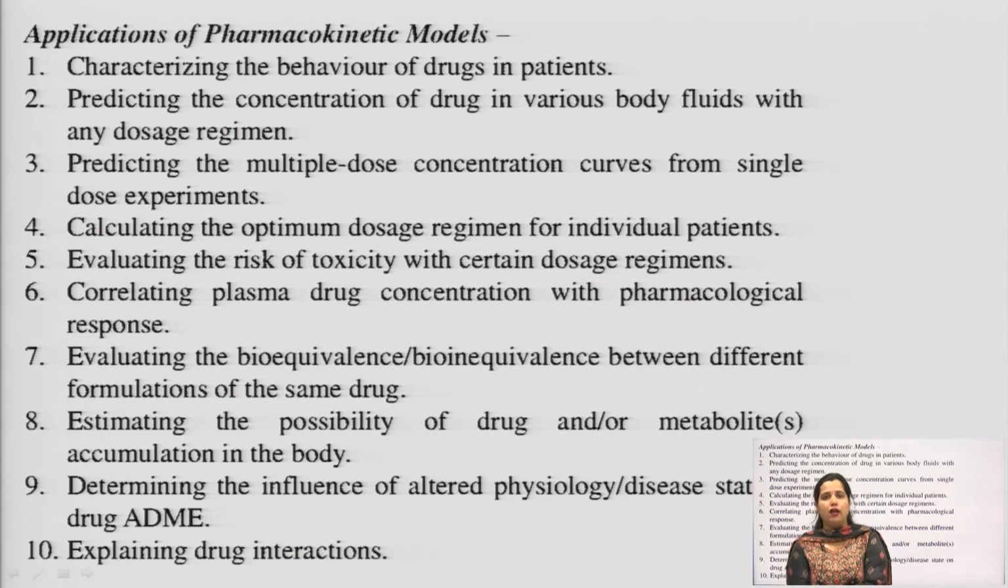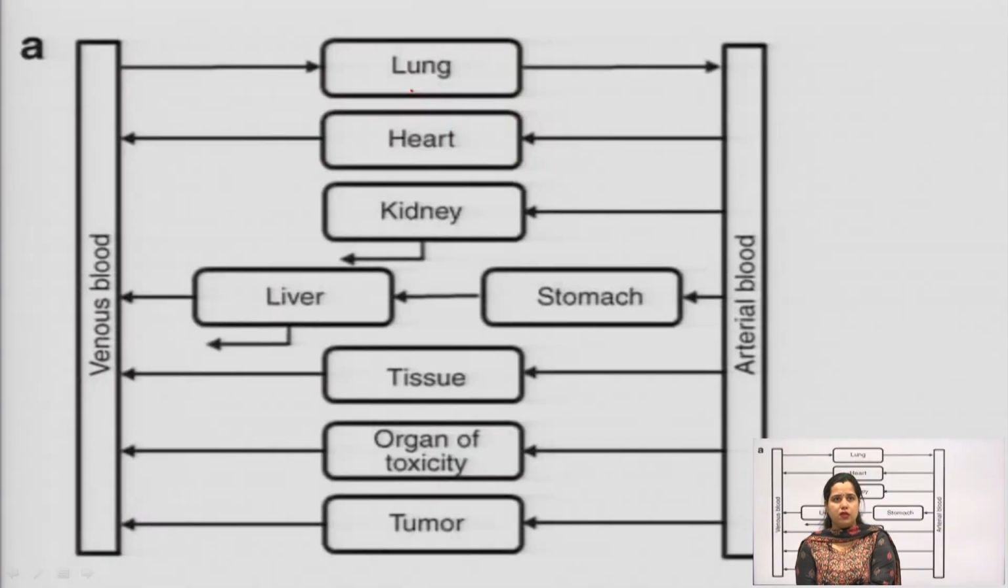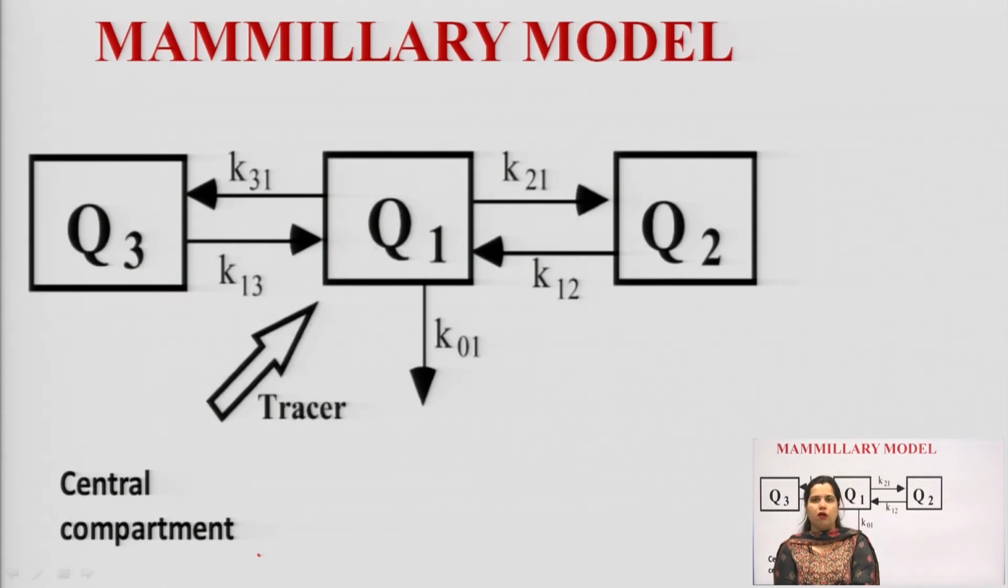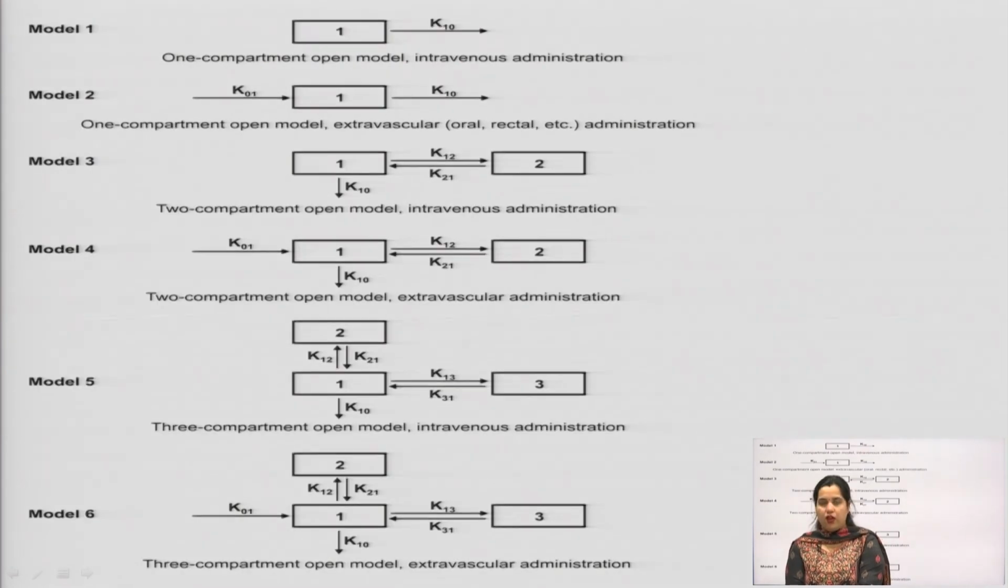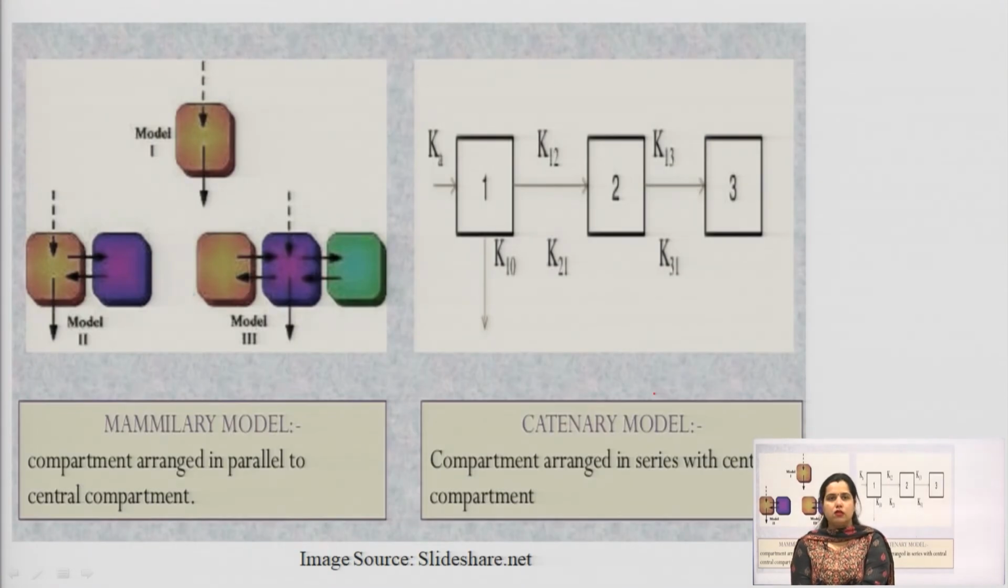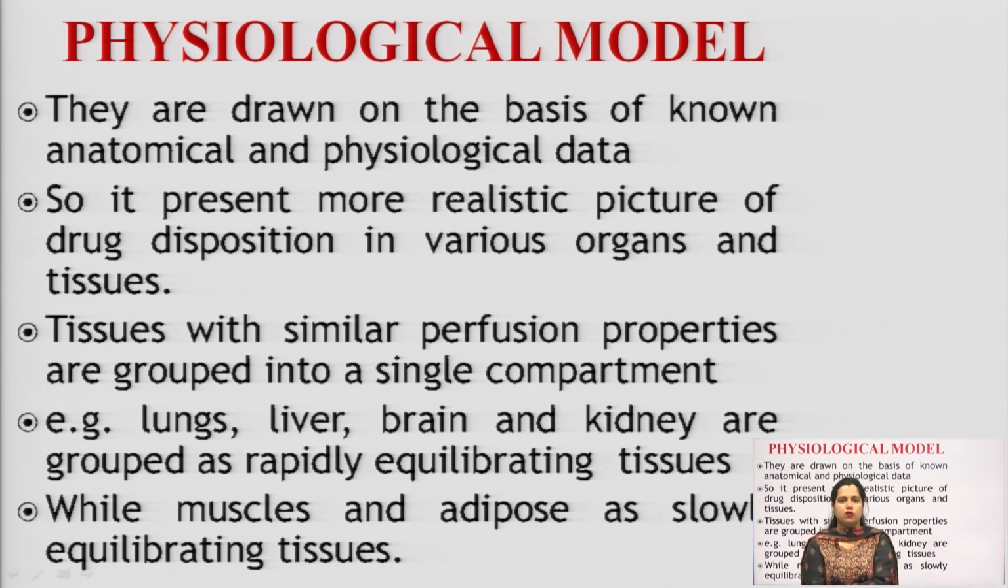Once again, I would like to explain the highlights of my presentation. First, we have discussed the two types of compartment models, mamillary and catenary. In the mamillary model, the central compartment is attached to the peripheral compartments, whereas in catenary models the compartments are aligned in a series, like the compartments of a train. That means the last compartment has no connection with the first compartment. This is why it is rarely used, as the blood is considered a central compartment, and in this it is not happening. So, this is the basic difference.